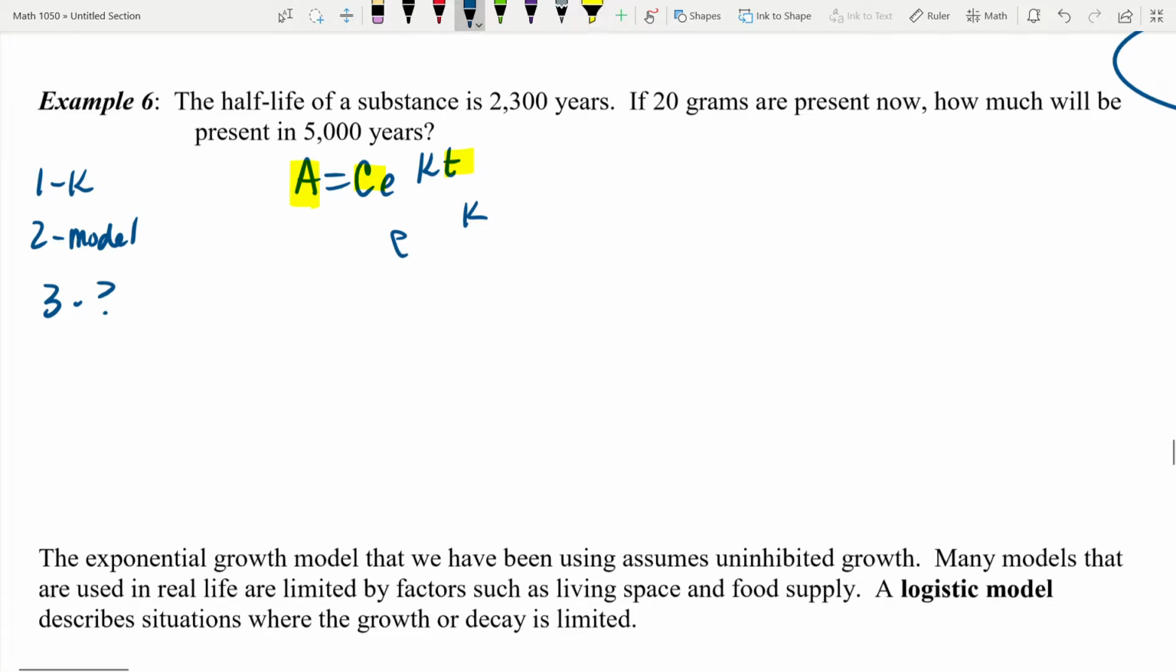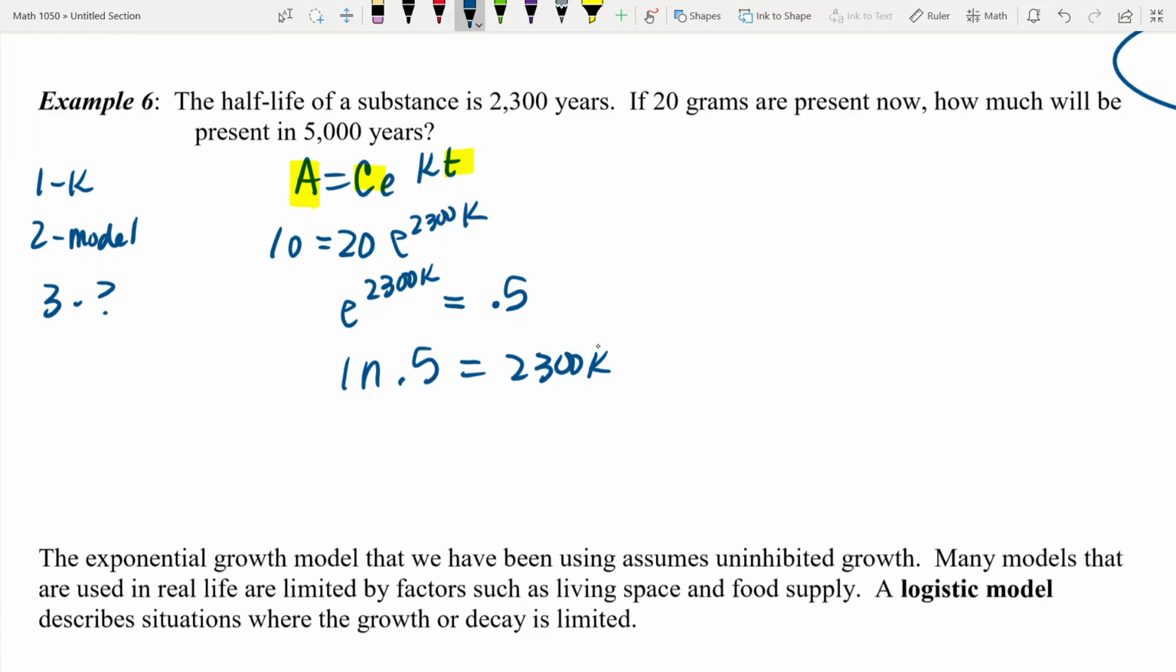So, 20 grams are present now, so I'm going to put in a 20. I know the half-life is 2,300 years, and after 2,300 years, my 20 is going to go to 10. Divide by 20. So you have E to the 2,300K is 10 divided by 20, which is 0.5. Convert it. ln 0.5 equals 2,300K. Divide. ln 0.5 divided by 2,300. Grab your calculator. ln 0.5, close it off, divided by 2,300, hit enter.